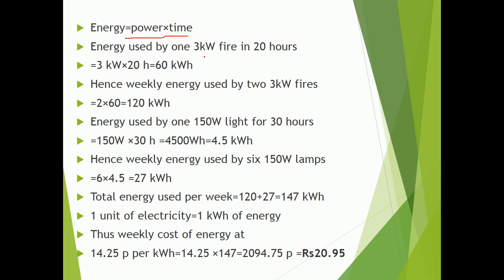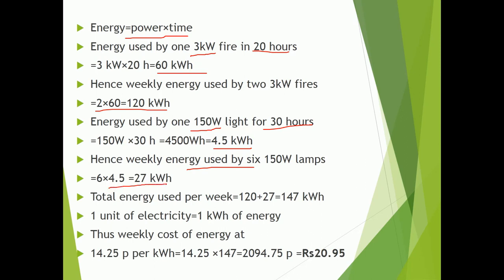So we have 3 kilowatt of fire for 20 hours. It comes out to be 60 kilowatt hour. But we were having 2 fires, so it comes out to be 120 kilowatt hour. The second portion was about the light. 150 watt of light is working for 30 hours, so it comes out to be 4.5 kilowatt hour. And we are having a total of 6 lamps, so it comes out to be 27 kilowatt hour.